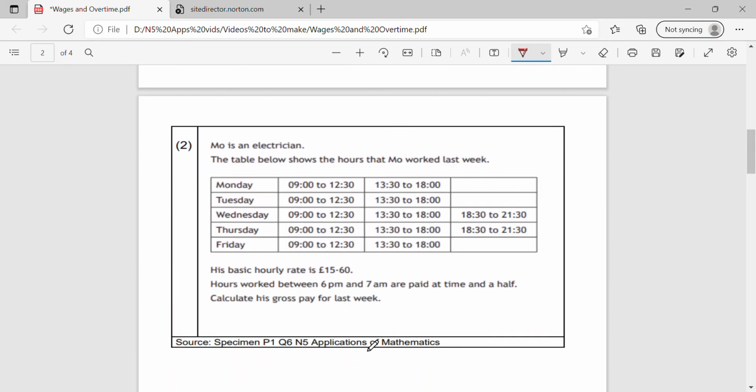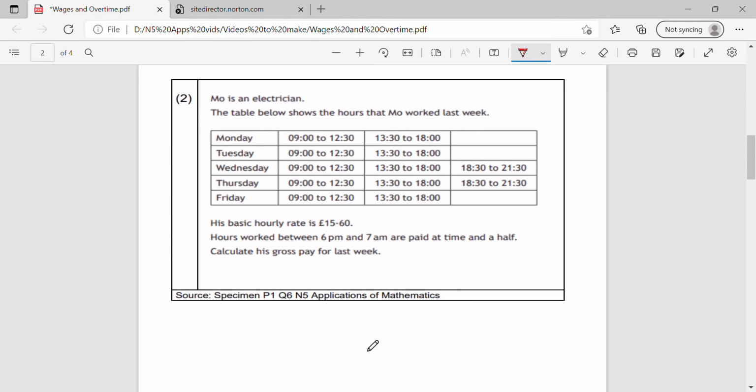And this one's slightly different because it's more wordy. And we've got to work out the times that this person's actually working. So it says we've got Mo, that's an electrician. The table below shows the hours that he's worked last week. His basic hourly rate is £15.60. Any hours that are worked between 6 PM and 7 AM are paid at time and a half. And again, we're working out his total gross pay for that week. So remember, that's the basic pay, what they get normally, plus any overtime that they get. So let's work out his basic pay first.